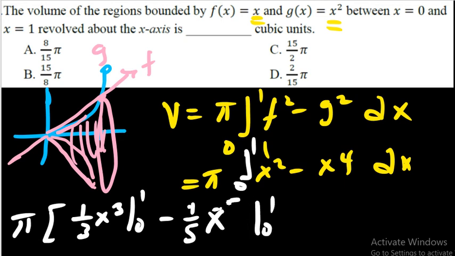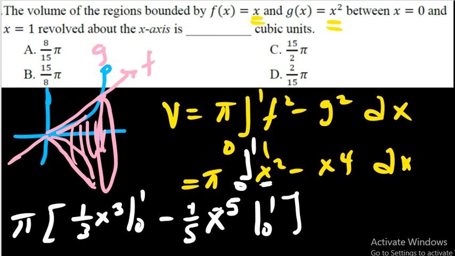This is exponent 5. Okay, what do I do? When you integrate x to the power of 2, or x squared, the exponent increases by 1, so x cubed, and then that exponent is going to be the denominator. So when you set 1 and 0, 1 cubed is 1, 0 cubed is 0, so it's 1 over 3 minus 1 over 5 simply.